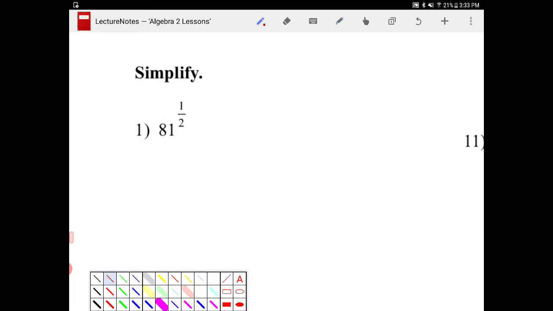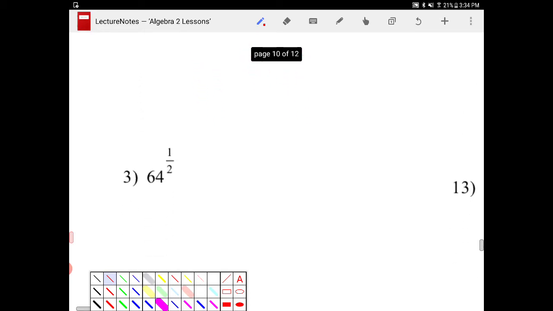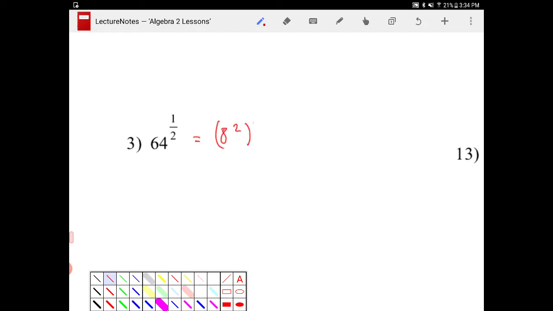So what is this? This is the same thing as taking the square root, right? 81 to the 1/2 is equivalent to 9 squared to the 1/2, or really this is equivalent to 9. Okay? 64 to the 1/2, well, that's just 8 then, right? So 8 squared to the 1/2 is equivalent to 8.